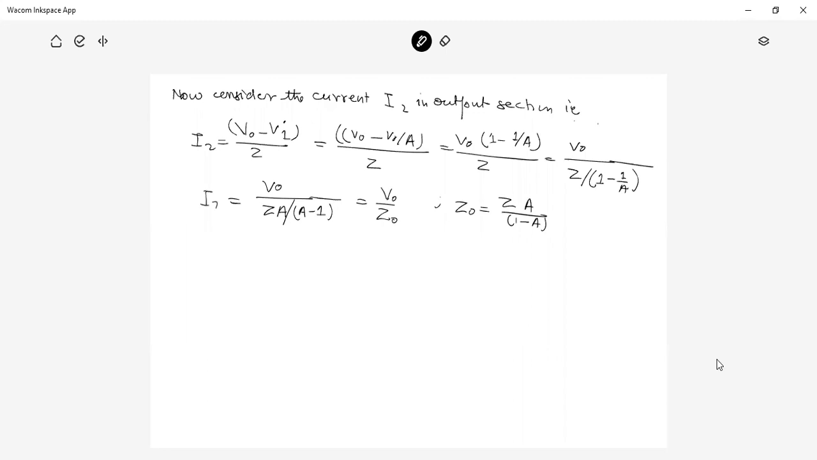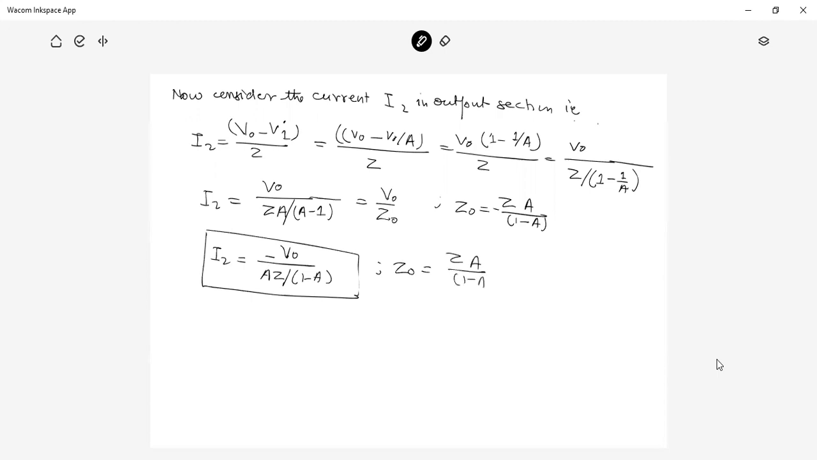This is I2 with this sign. So this I2 is equal to minus VO upon ZA upon 1 minus A. And this is your Z output, which is ZA upon 1 minus A, the output impedance.